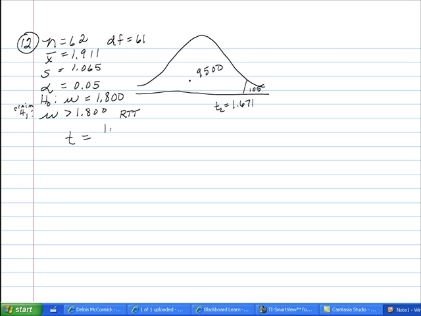Okay, so 1.911 minus 1.8 times the square root of 62 divided by 1.065. And I'm getting 0.821. Go ahead and put the 1 in there. So our test statistic is going to be over, so we'll fail to reject.